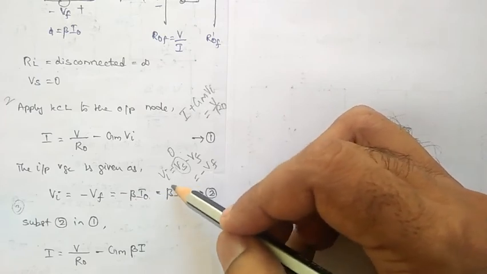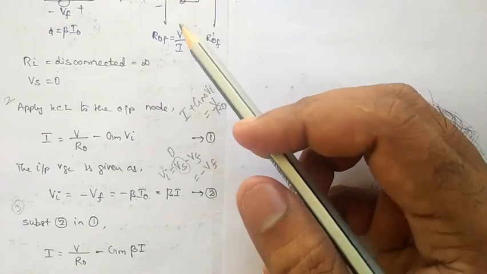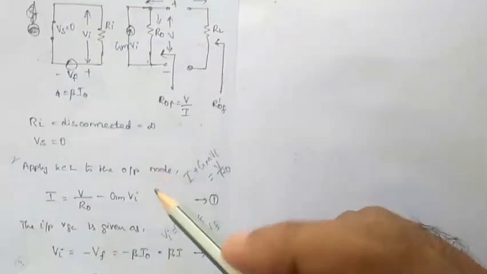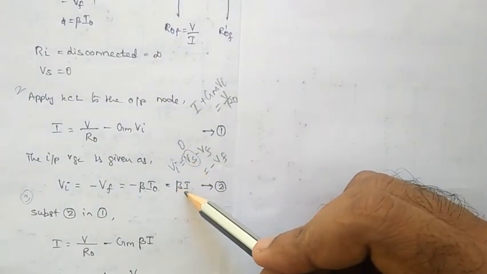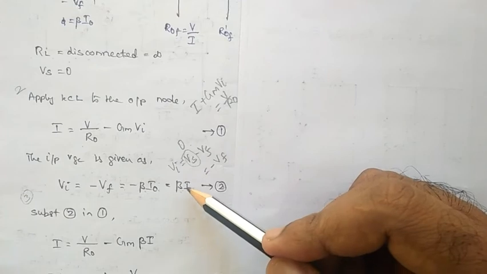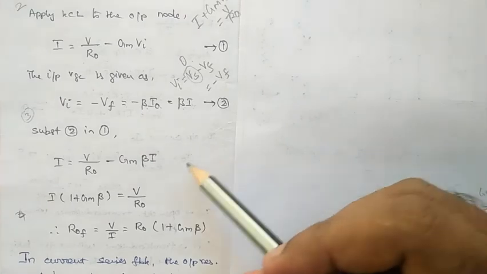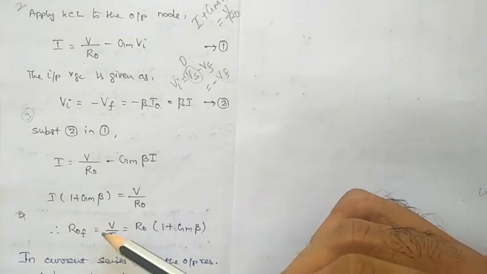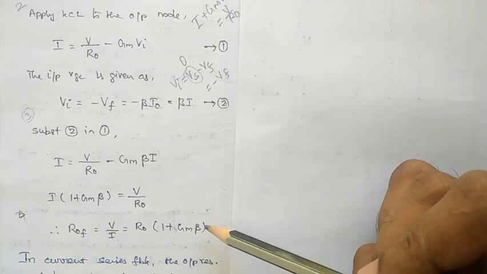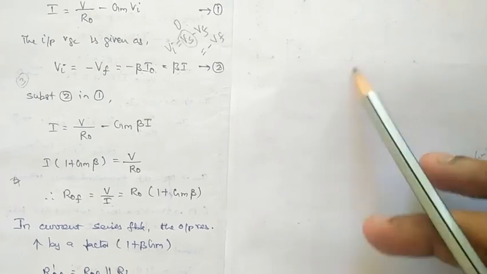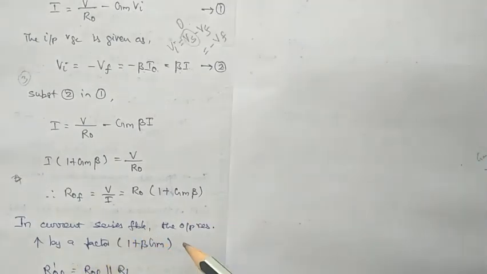So what is I? I is the new current provided from the test voltage source. This is opposite to I0, hence I am making the inverted operation. Hence we get beta into I. So it is equation 2. Then we substitute 2 in 1. We get ROF is equal to V by I, which is R0 into 1 plus GM beta. In the current series feedback amplifier, the output resistance is increased by a factor of 1 plus beta into GM.